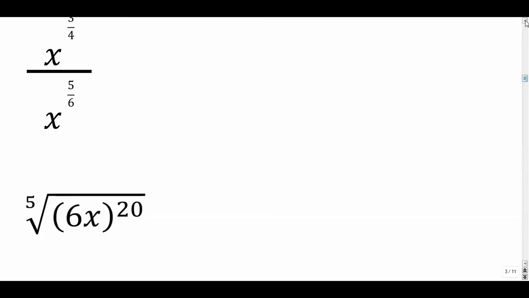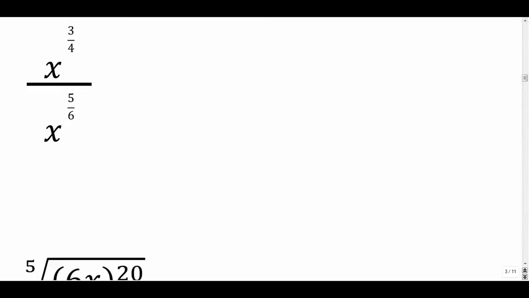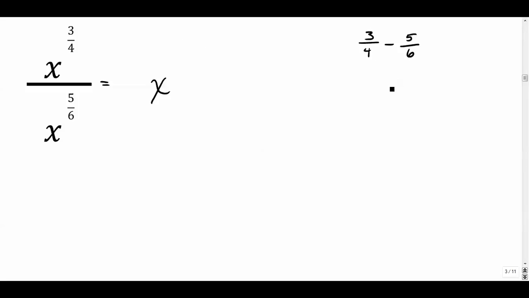Next one, I've got a fraction over a fraction. So you have a couple options here. I'll probably just do subtraction, right? Remember our division rule, you keep the base and you go 3/4 minus 5 over 6. To subtract fractions, clearly you need common denominators, so let's turn those denominators into 12. So to get 4 into 12, I multiplied by 3, so do the same to the top. 6 times 2 to get 12, so 5 times 2 to get 10. 9 minus 10 is -1 over 12. So this is -1 over 12.